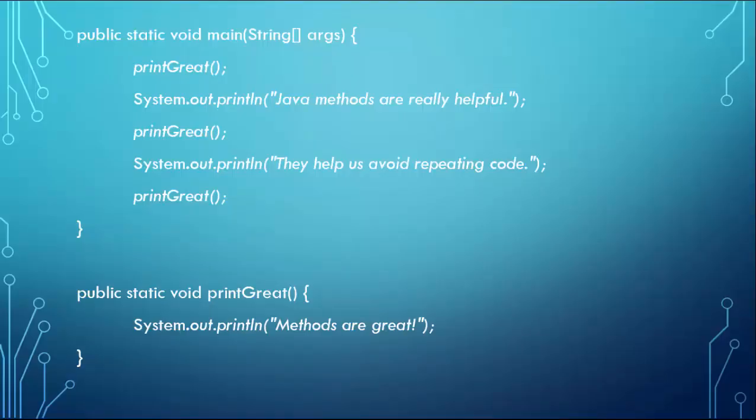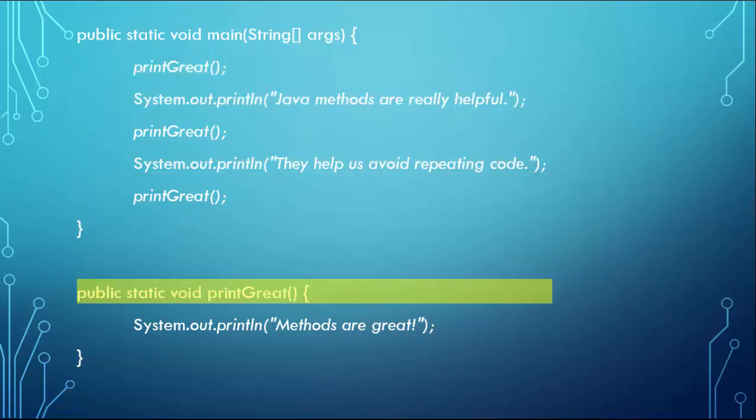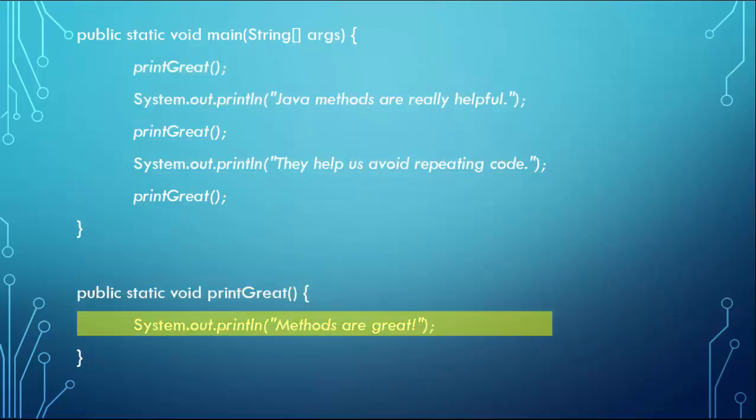Let's see a little animation to see our printGreat method in action. So in every Java program, the main method is the key. That's what starts our program and controls what happens. So we start running with the main method, but the first line of the main method says printGreat, call that method and do its task. So Java will jump down to the printGreat method and do whatever code is in there. In this case, display methods are great.